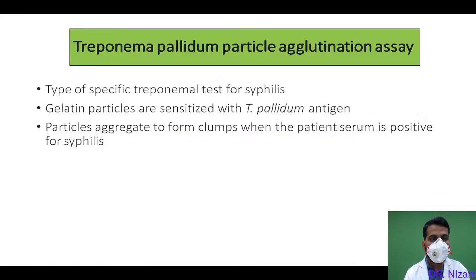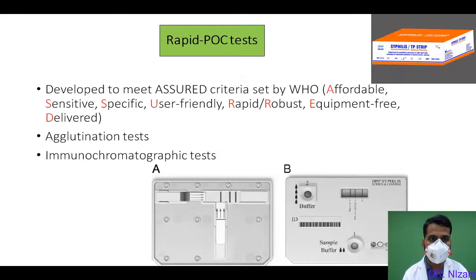Then next is the TPPA, that is the Treponema pallidum agglutination assay. It is a type of specific treponemal test for syphilis. Before, we sensitized the RBC with the treponemal antigen, but here gelatin particles are sensitized with Treponema pallidum antigen, and the particles aggregate to form clumps when the patient serum is positive for syphilis.